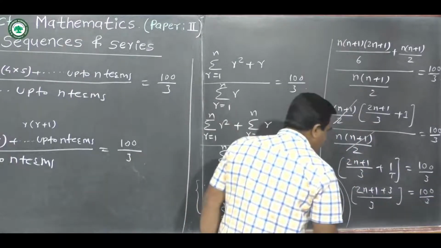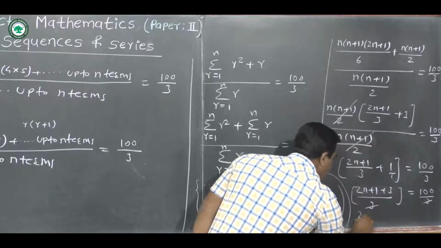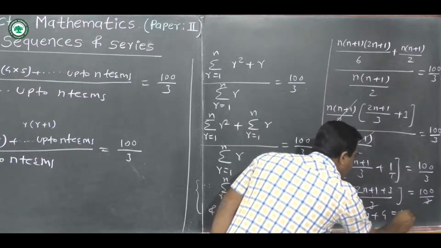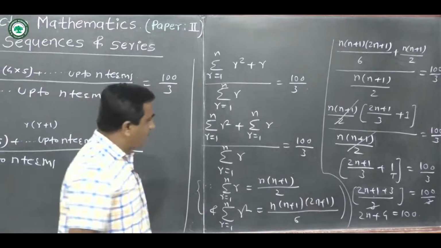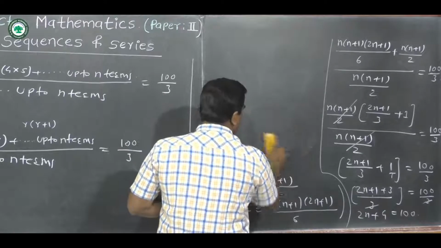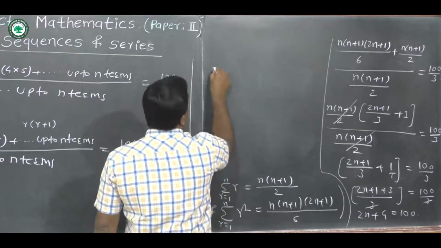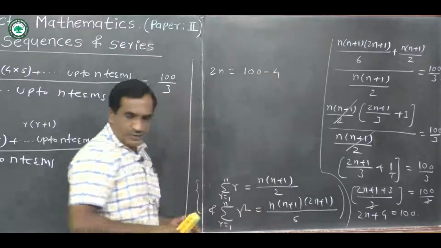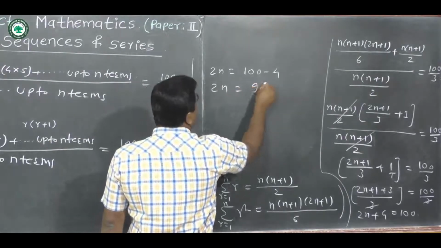That is, we can write here this 3 cancels, remains only 2n plus 1 plus 3, that is 4, equal to 100. That is, finally we get the value of n. We write here 2n plus 4, that is 2n equal to 100 minus 4, that is 2n is equal to 96.